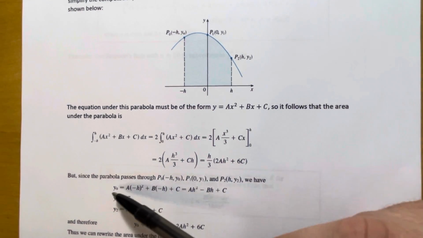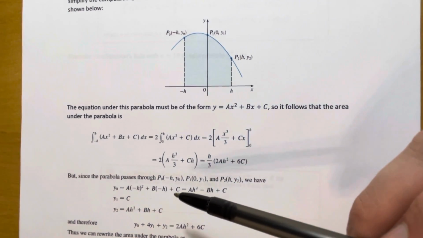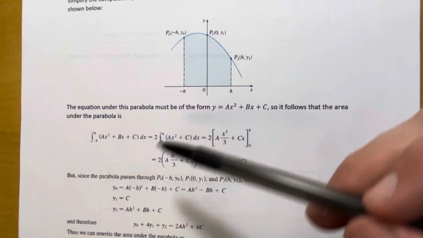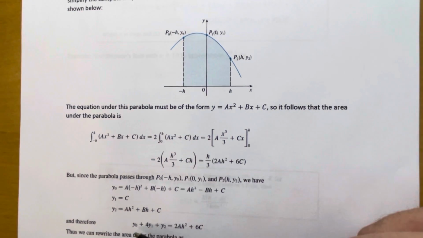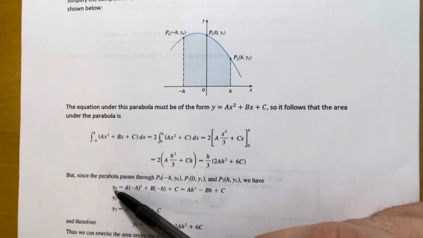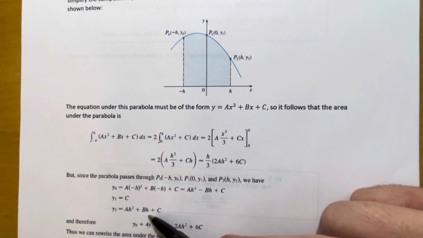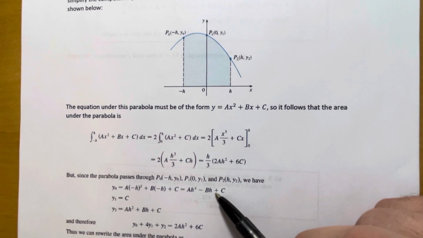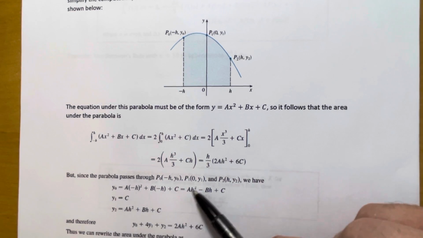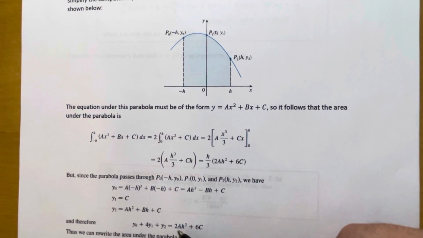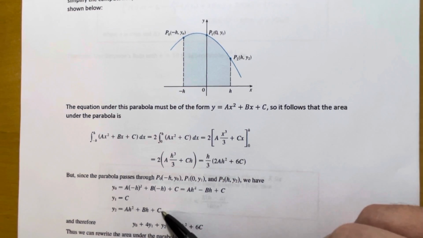I'm going to think of these 3 equations as a system of equations, and I'm going to manipulate them the way that I would do with a system. So for example, notice that if I were to add y0 and y2, that's like adding this expression to this expression. The bh and the negative bh are going to cancel each other out. And that's going to leave me with 2ah squared, because that's showing up twice. So there's where the 2ah squared is coming from. And then I'm going to have 2c as well.